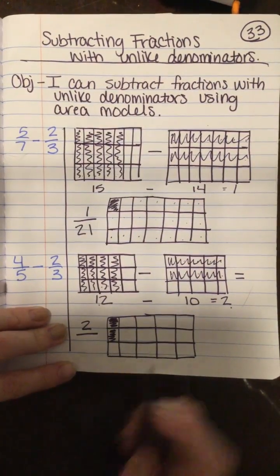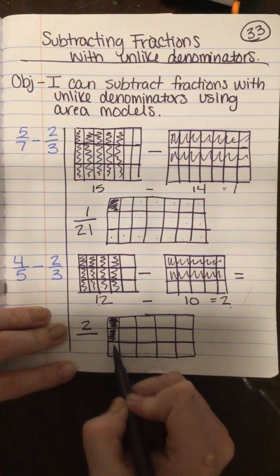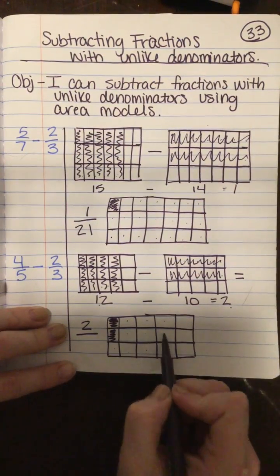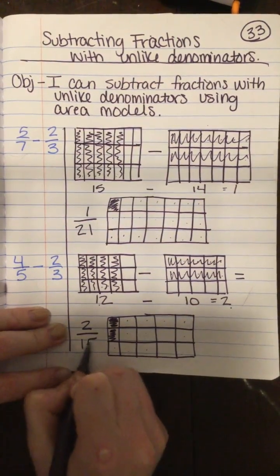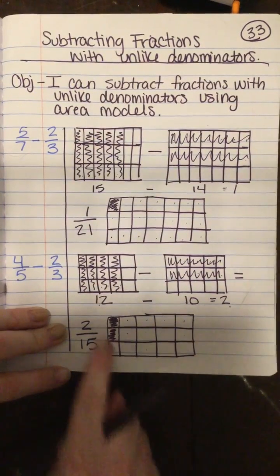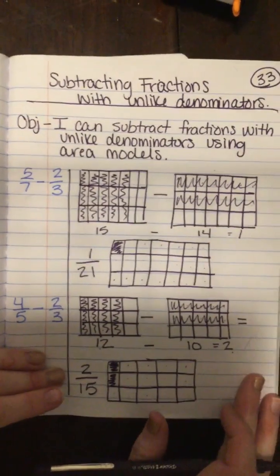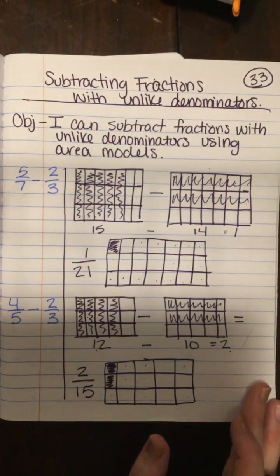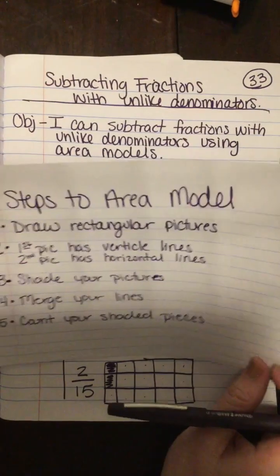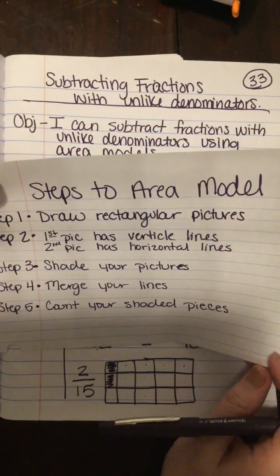Now we have to figure out our denominator. 1, 2, 3, 4, 5, 6, 7, 8, 9, 10, 11, 12, 13, 14, 15. So we had 2 shaded out of 15 total pieces. So just as you are doing this, it's like adding, but now we're taking away. Remember your steps that Ms. Wise has given us, and go try your practice.